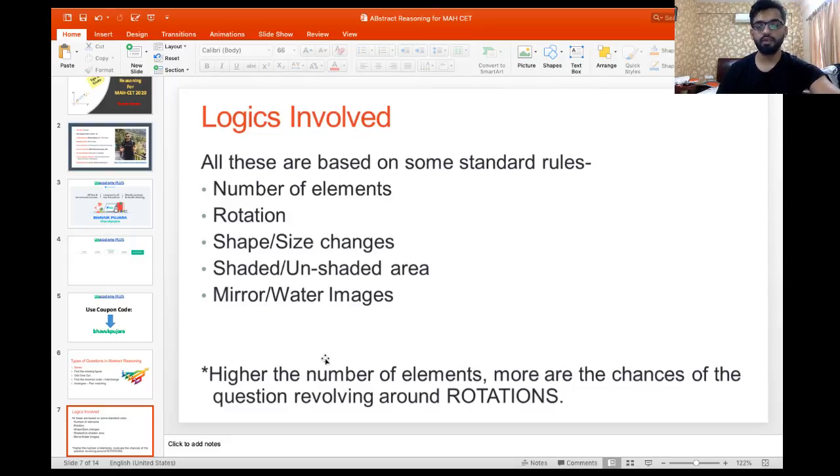Higher the number of elements, more are the chances of the question revolving around rotations, right? So sometimes they just give you 3 figures, 4 figures, but sometimes they give you a big number, 5 or 6. So you have to understand that sometimes it could be a pair of figures that are related. Say 1 and 2 are related, 3rd and 4th are related. 5th is given for you to figure out the 6th one, right? So 1 and 2 will give you an idea of what is happening. 3rd and 4th will establish that idea, that this is exactly what is happening, out of the things that you figured out from the first diagram. And then finally, the 5th figure will be given to you so that you can figure out the 6th one.